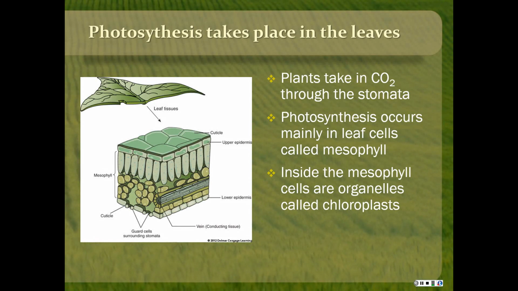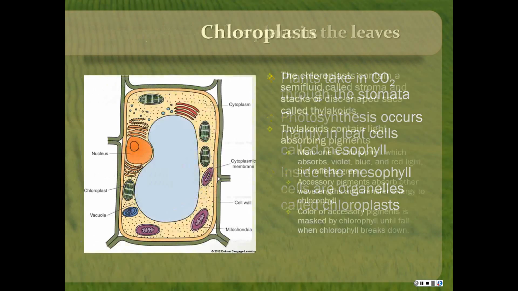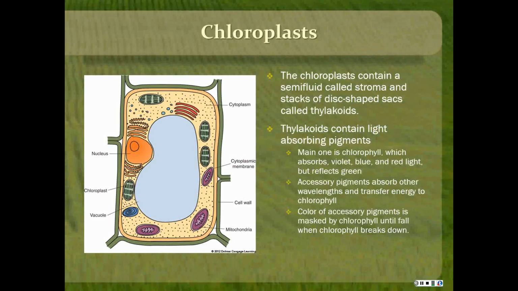And inside of the mesophyll cells are little organelles called chloroplasts. And this is a blown up drawing of a plant cell. And the chloroplasts, which are the little green structures scattered throughout, have a semi-fluid substance called stroma and little stacks of disc-shaped sacs called thylakoids. You can see them on this drawing. They look like little stacks of green coins almost.